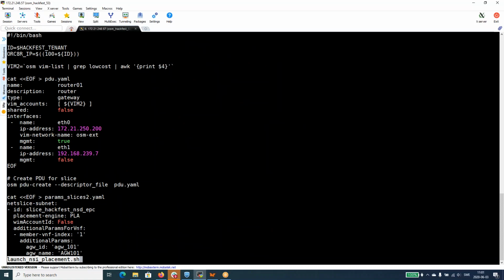That we should use in this case, what we need to do is that since we add another Vim, we need to connect the PDU to this Vim as well. So the script will create a new PDU YAML file, which will have the Vim account according to this new Vim that we have created with the low cost flag in the name, and then it will do the OSM PDU create command just as we did earlier on yesterday or something. I suppose you did that.